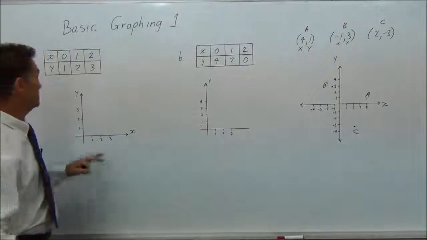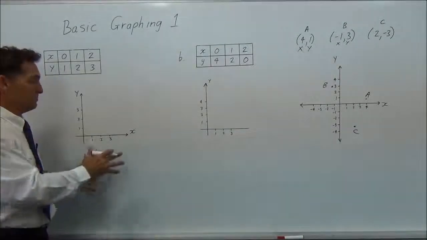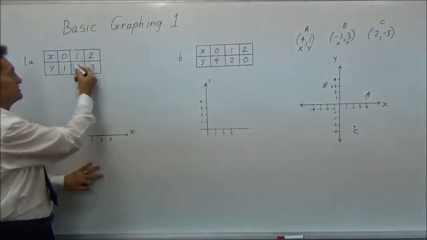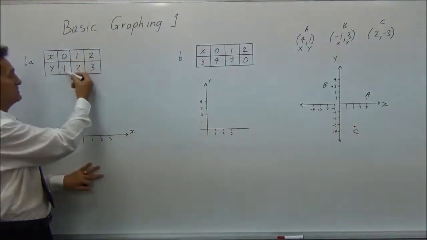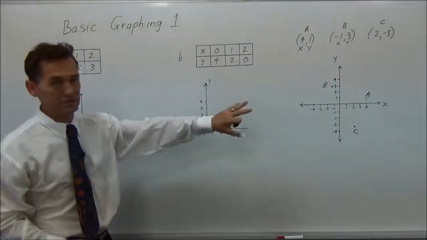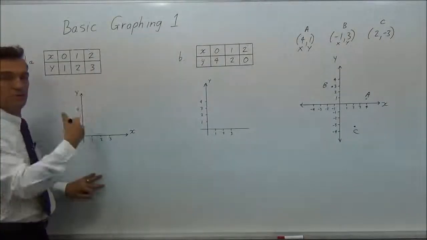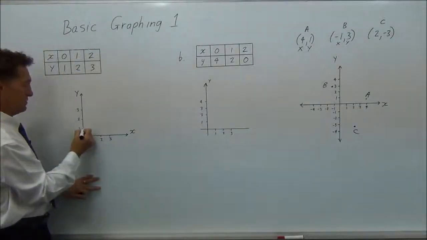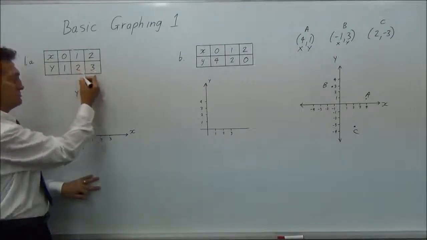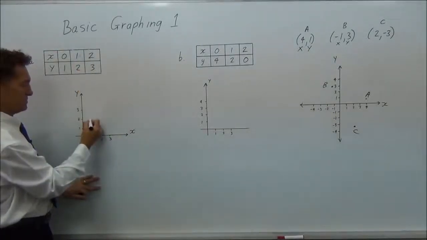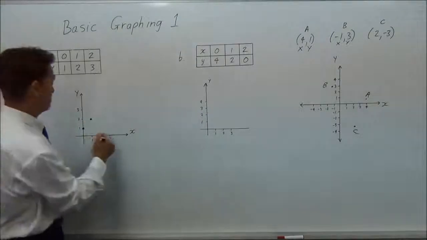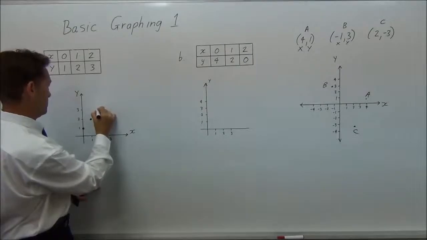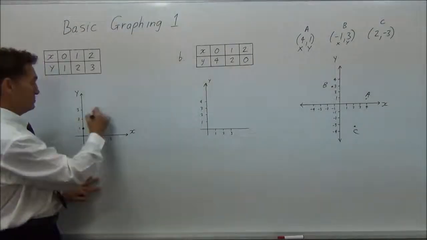The next thing you learn is they give you a table and they say, please graph it. So you're looking at this as the point. So that's X, that's Y. So again, you're doing very similar to that, but this time you're going to make a line. So if I go 0, 1, put a dot. 1, 2, put a dot. And hopefully these will line up. And then 2, 3, so there's X, there's Y. 2, 3, put a dot. And then join them up.